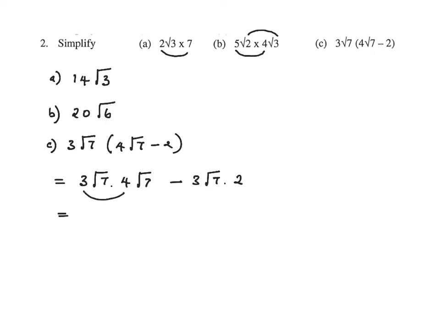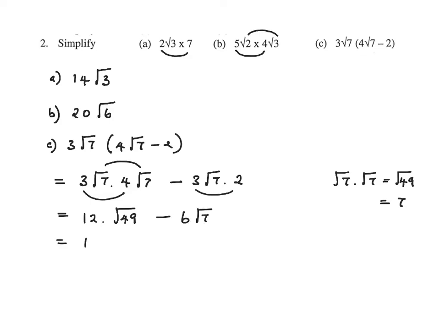Now the 3 times 4 gives me 12. Root 7 times root 7 is root 49, although we could have written that simply as 7. Remember, what I've done is written that as root 49, but we could have gone straight to the answer 7. And what we have here then is 2 times 3 is 6 root 7. 12 times 7, 7 12s are 84. So it's 84 minus 6 root 7.